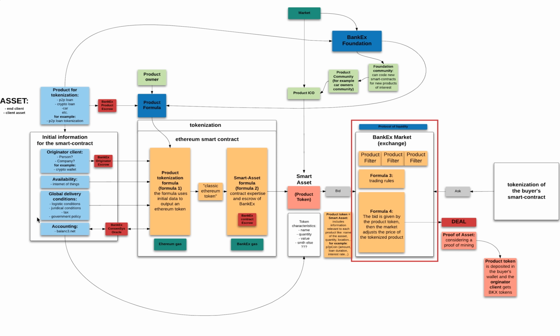And then Formula 4 matches the different assets that come from potential buyers. We get, for example, a match between the bid and the ask. And finally, it's a deal. So at this step, we need to make sure that the car token is delivered to the owner and that all the conditions are respected.